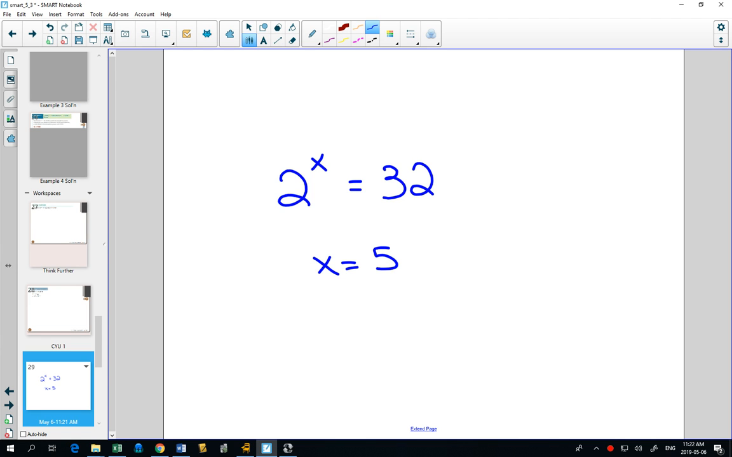And so if I gave you other ones that are on your powers chart, 3 to the x equals 27. This is why you need to have your powers chart memorized and the mental math ready to go. You can say, oh, I know that. 3 cubed is 27, so we can go x is equal to 3.